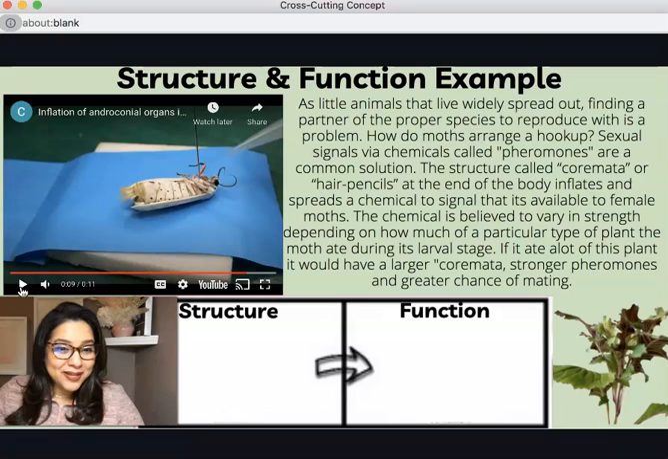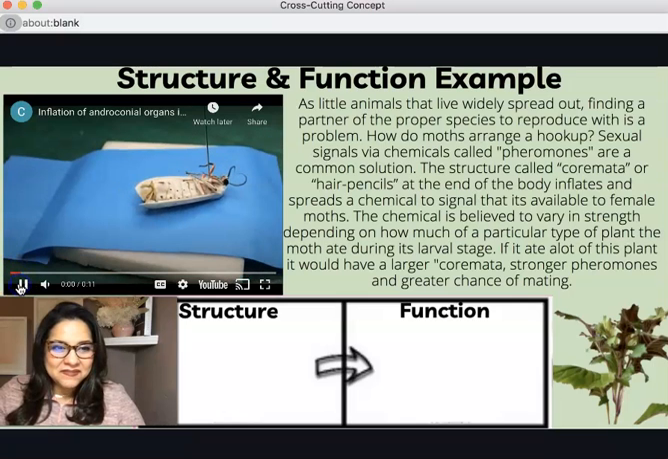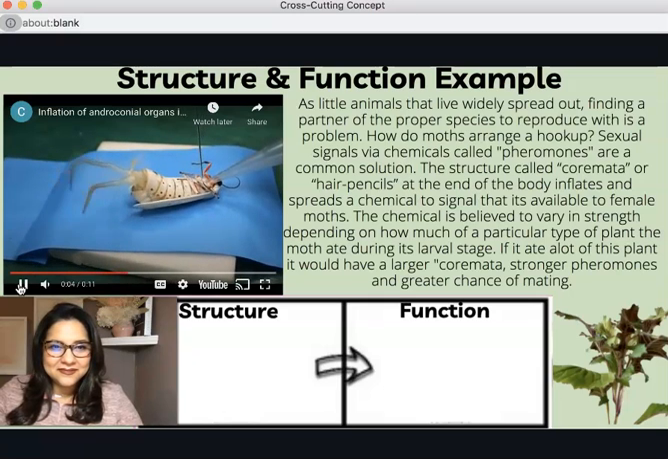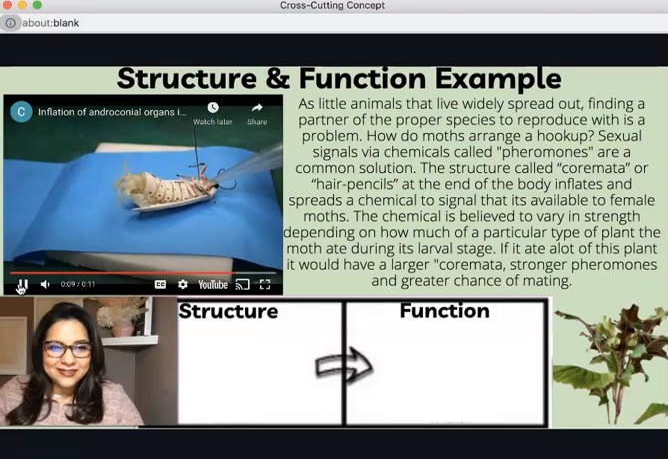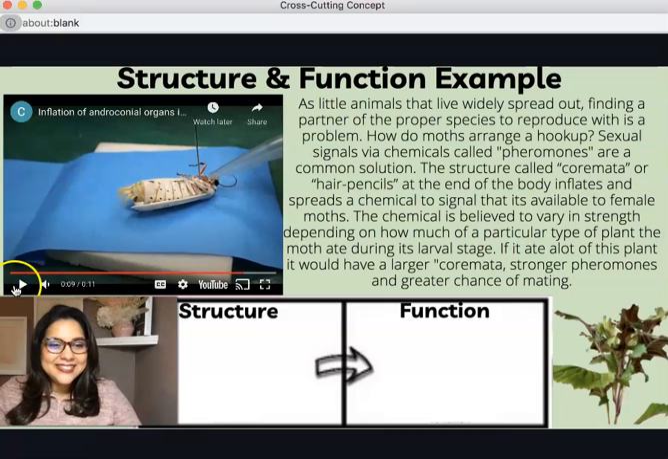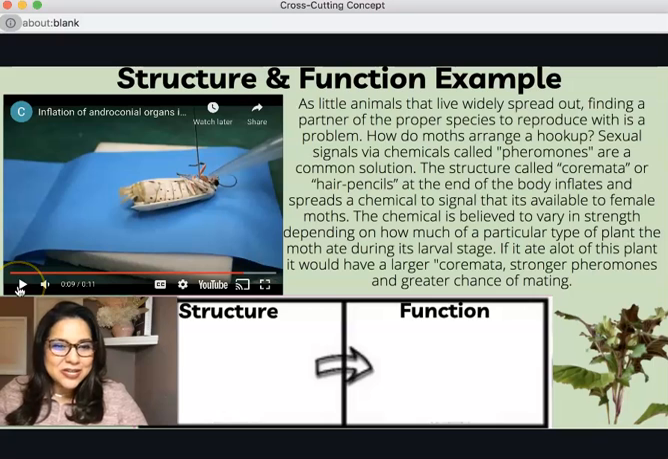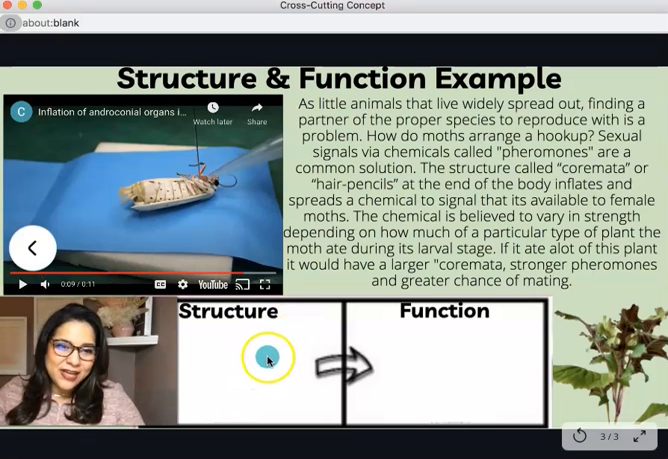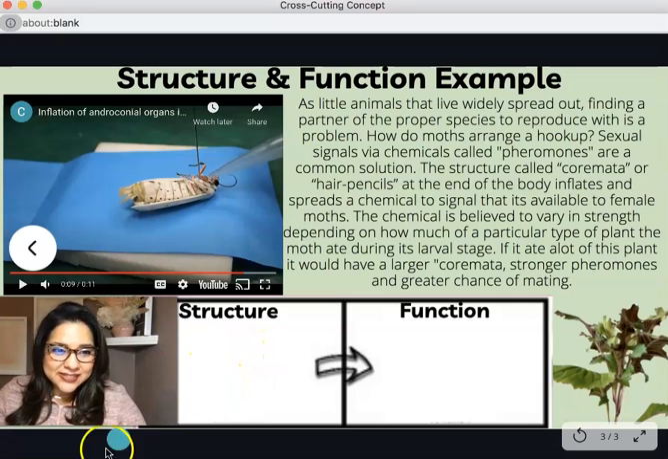I'm going to go ahead and replay that one more time. All right, so now would be a good time to pause the video and record any information that you would like under structure now that we have made our observations.